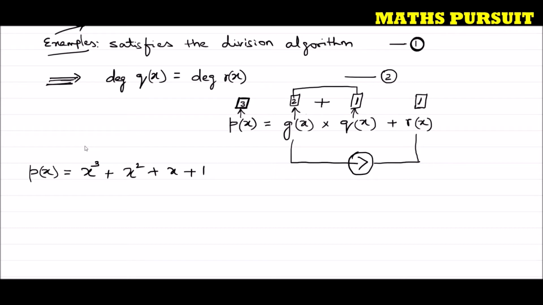Now the other condition, we know that the degree of gx plus the degree of qx form the degree of px, the polynomial. So you could see that we got 2 as the degree of gx and 1 as the degree of qx. So we got the degree of px to be 3. That means we have considered a polynomial whose degree is 3.